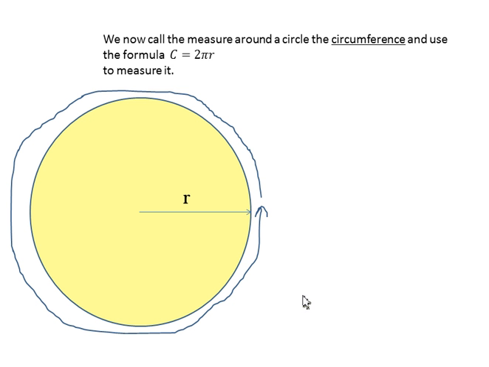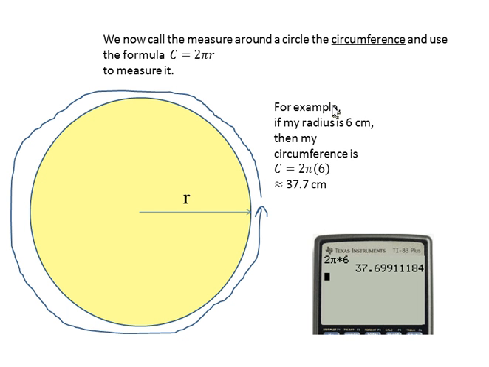Well, we're going to talk in terms of radius, which gives us that circumference is actually the measure of 2 pi r. So, for example, if I had a circle that was measuring 6 centimeters for a radius, then my circumference around the circle would be about 37.7 centimeters.